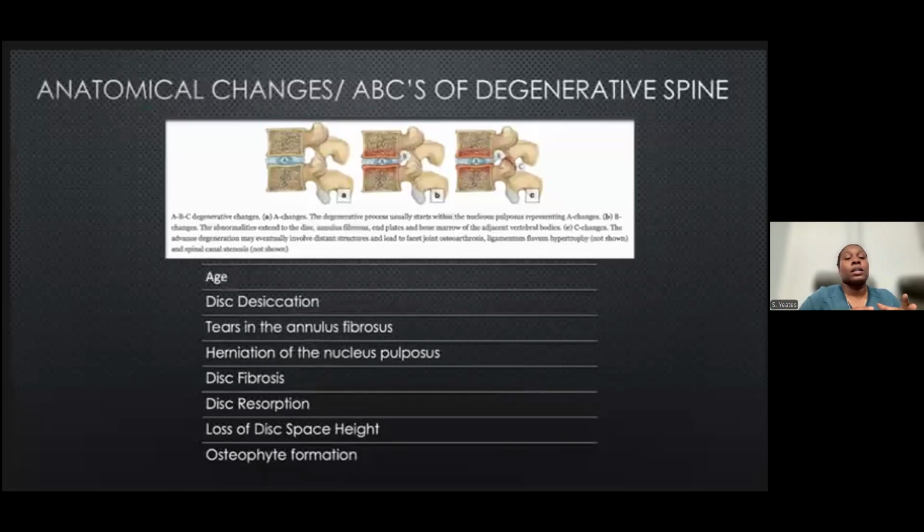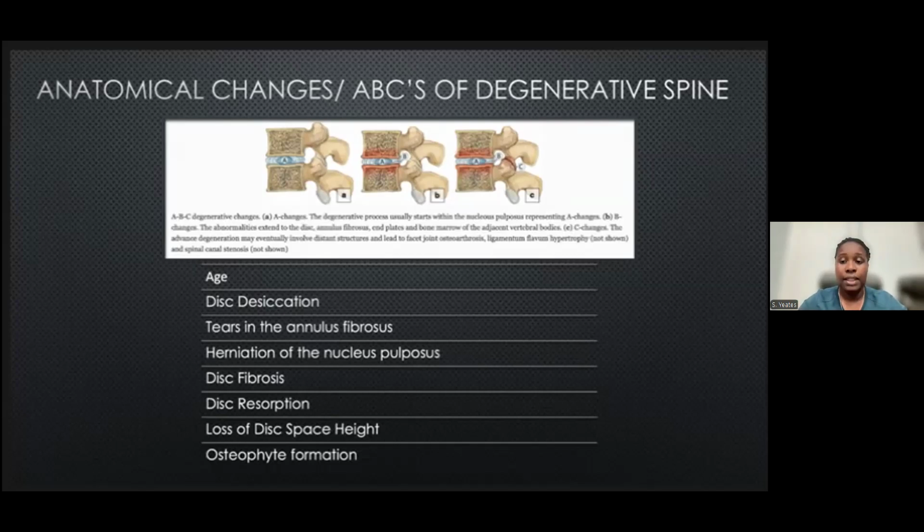Different books will describe the anatomical changes, but I found something very simple where they divided it into the ABCs of degenerative spine. A changes discuss the degenerative process, usually starting within the nucleus pulposus. B changes include the abnormalities that extend to the disc, the annulus fibrosus, the end plates, and the bone marrow of the adjacent vertebral bodies.